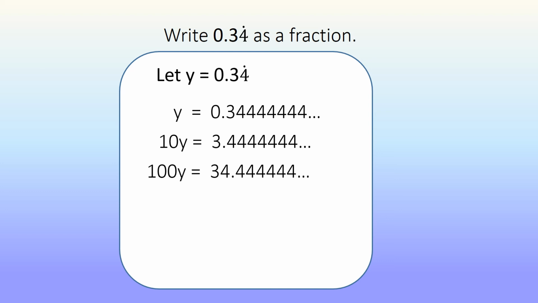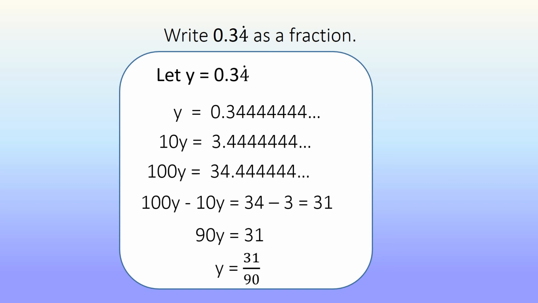100y minus 10y will give us 34.4444 minus 3.4444, and those 4s will cancel out. So we've got 34 minus 3, which is 31. So we can collect up our like terms again, and we end up with 90y is 31, or rearranged, y is 31 over 90. So that is our decimal written as a fraction.